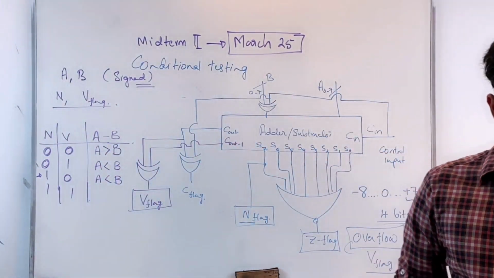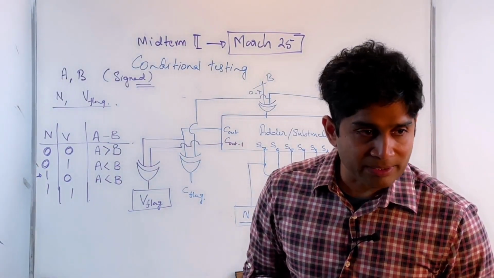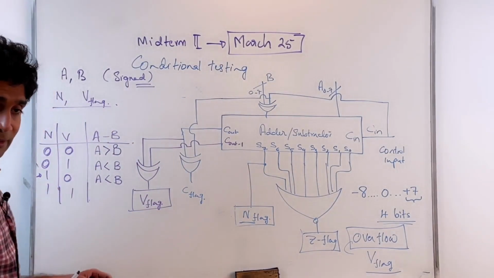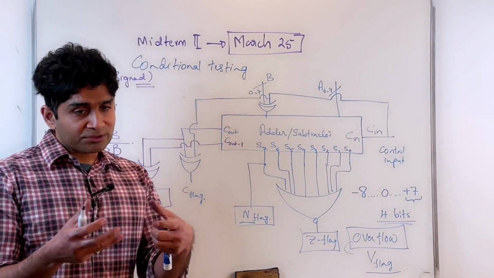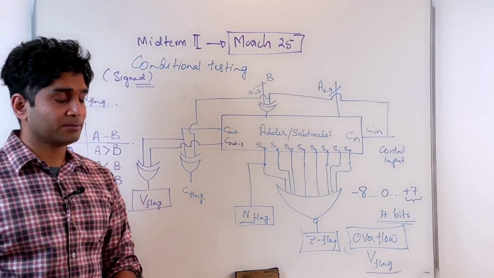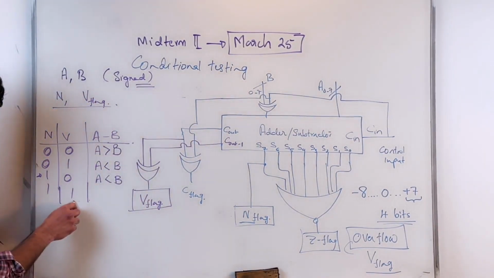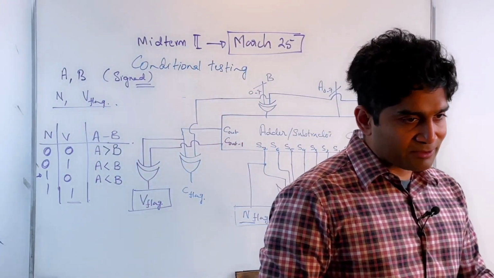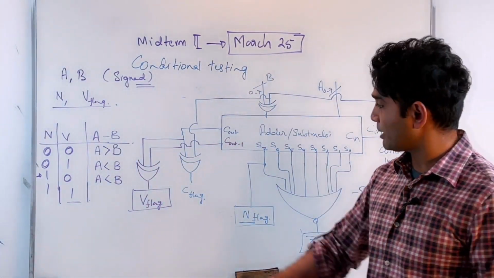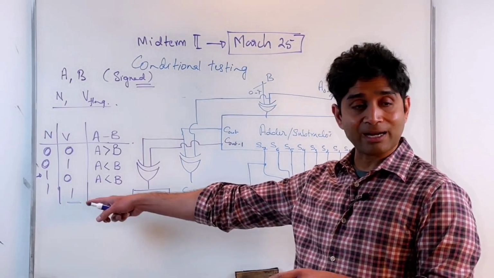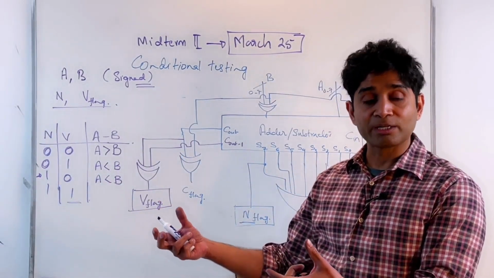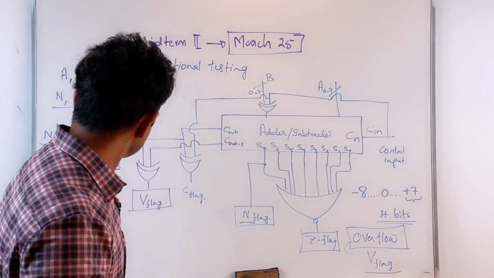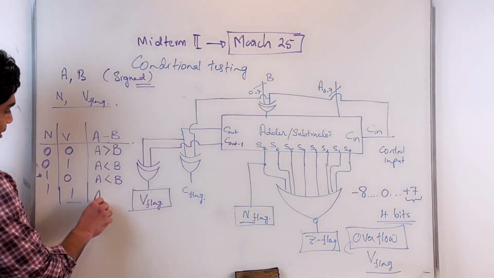And finally we have N as 1 and V as 1. That means my N flag is set, so the answer that I got looks negative. However, my overflow flag is set. That means if I had one additional bit, I would have shown it with the right sign. Because I don't have that additional bit, my overflow flag is set. So the answer that I got is actually positive, but it looks negative because of the fixed number of bits. So in this case, my A is larger than B.